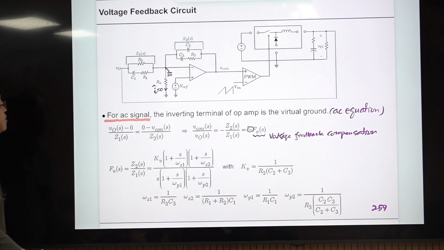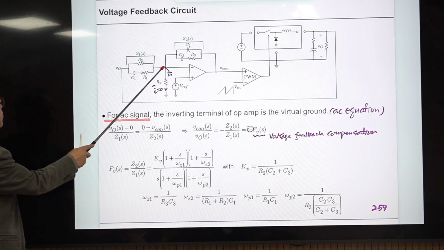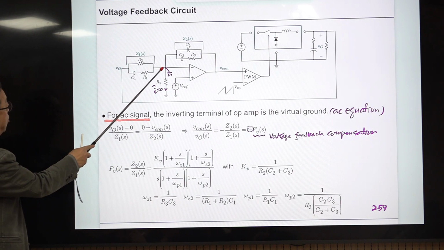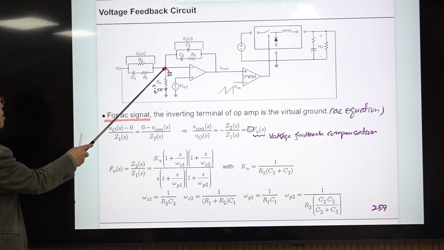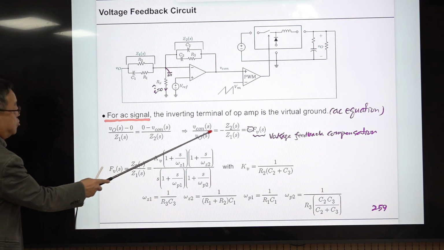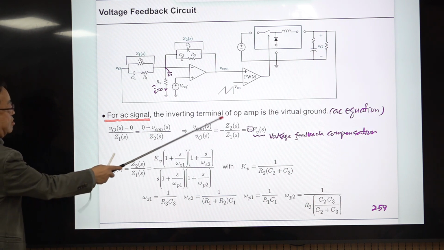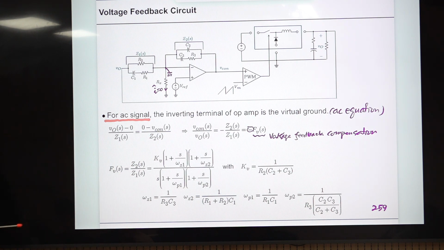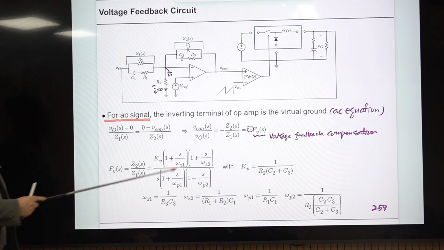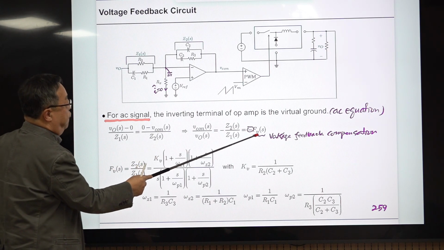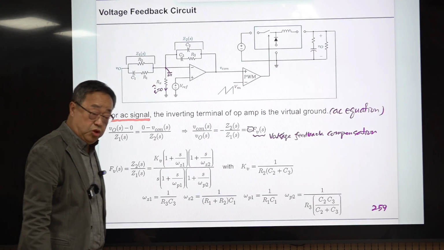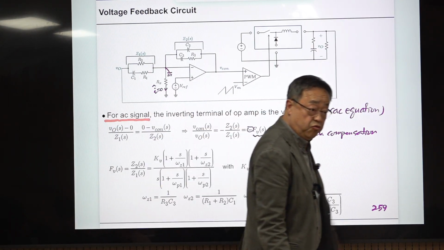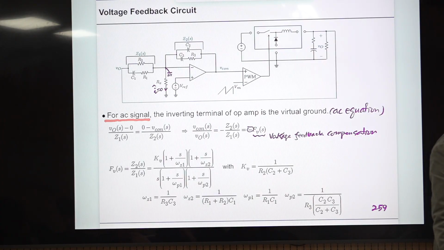And the node equation at this point: this is the incoming current, and the voltage here is 0. So we have this relationship, and you know this. This is the equation for the transfer function of an inverting amplifier with a minus sign in front. And this FVS is called voltage feedback compensation. Without the negative sign, just the ratio of two impedances is called voltage feedback compensation.